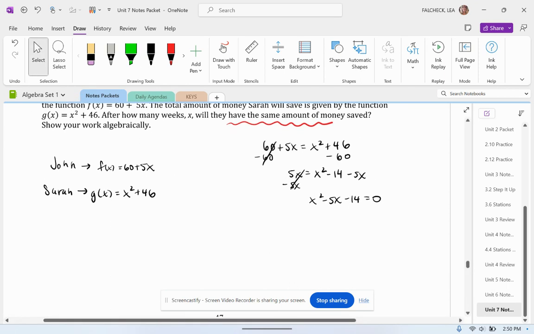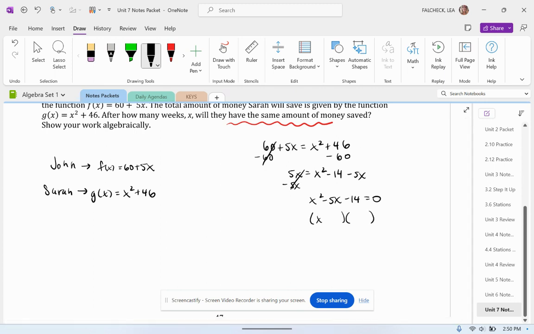This guy is factorable, so I'm going to do x. Let's see, I'm looking for the factors of 14 that add up to 5. That's going to be 7 and 2. And then the middle number is negative, so the bigger number is negative. There we go. Let's do our little t-chart to get our solutions.